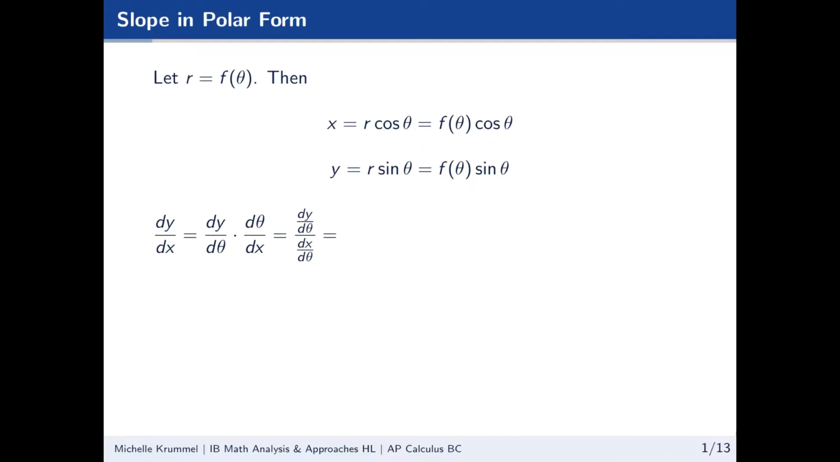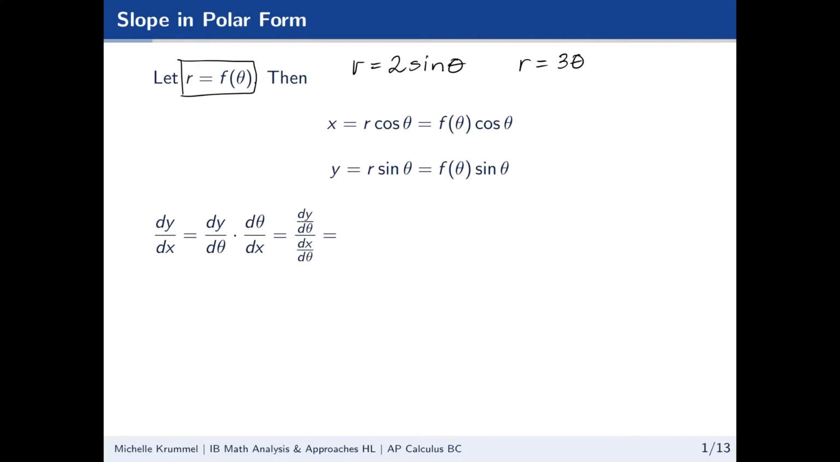So to find dy dx, we want to find dy d theta and dx d theta. But how do we find dy d theta from an equation in the form of r equals f of theta? For example, our equation might be r equals 2 sine theta. How would we get dy d theta from that? Or what if our equation was r equals 3 theta? How would we get dy d theta from that?